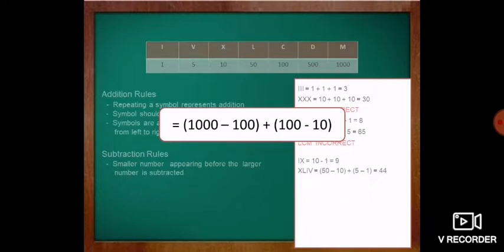So now 1000 minus 100 can be written as CM. Remember the first rule of subtraction? Smaller number appearing before the larger number should be subtracted. Similarly, 90 can be written as XC. So the answer is CMXC.